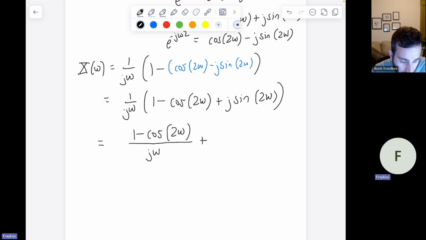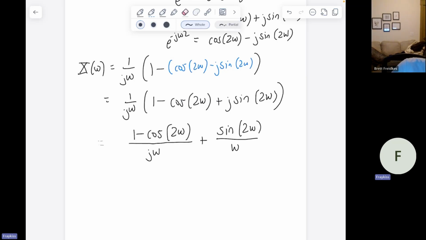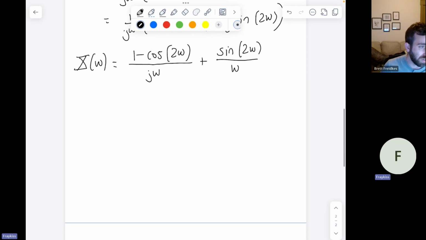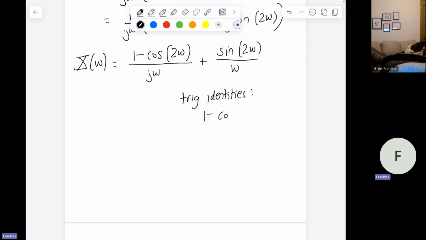If I do j sine of 2 omega over j omega, the j's will cancel. So I'll end up with sine of 2 omega over omega. Okay, this looks like a thing, I guess, but I'm not at the goal I want to get at yet. We're going to use a couple trig identities here. First off, and I never memorize these, I always forget them. It's 1 minus cosine of 2 omega is the same as 2 sine squared of omega.